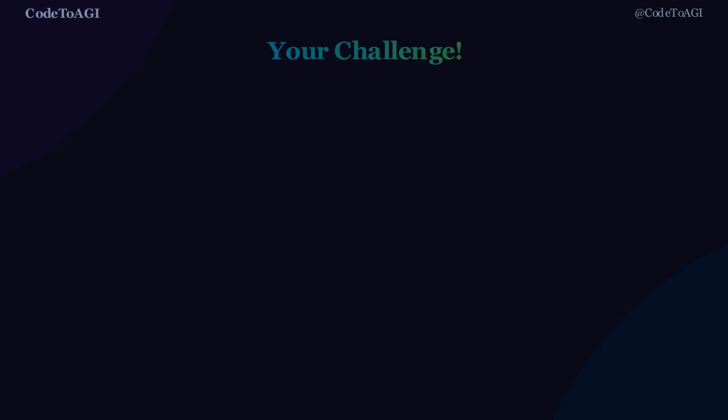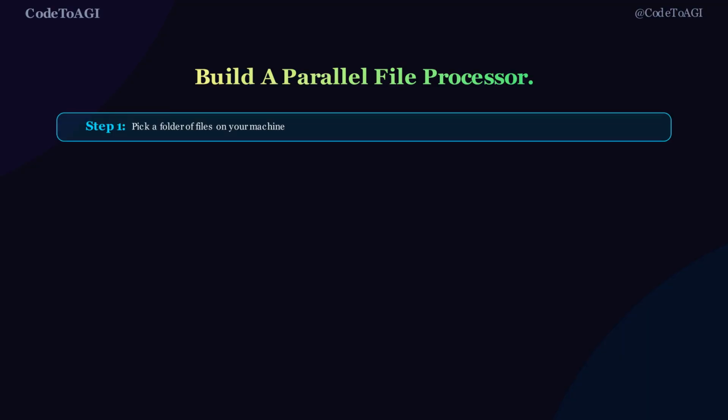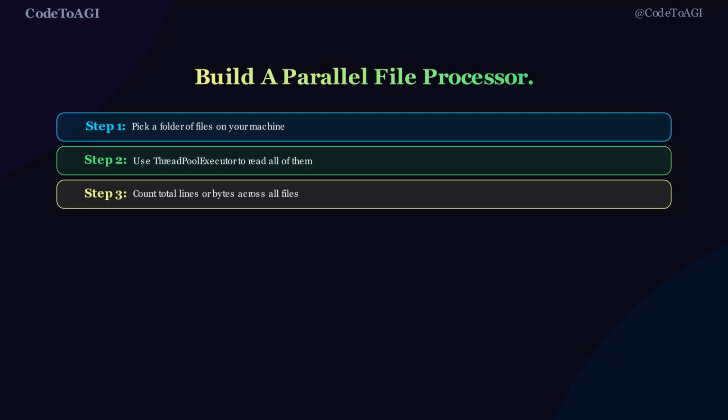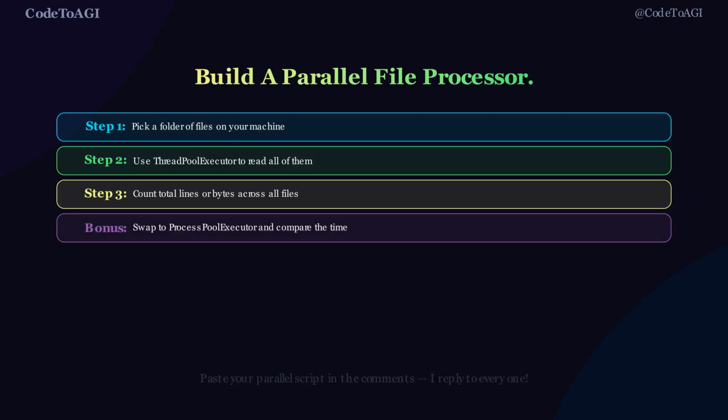Your challenge. Find any folder of files on your machine. Step 1. Use ThreadPoolExecutor to read all of them at once. Step 2. Count total lines or bytes across all files. Step 3. Time it and compare to a sequential for loop. Bonus. Swap to ProcessPoolExecutor and compare again. The difference in speed will surprise you.